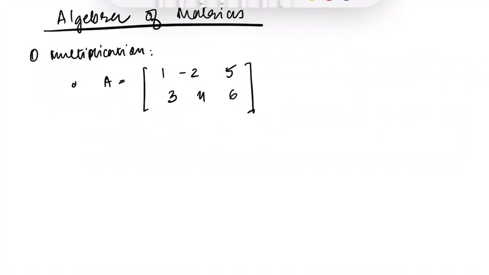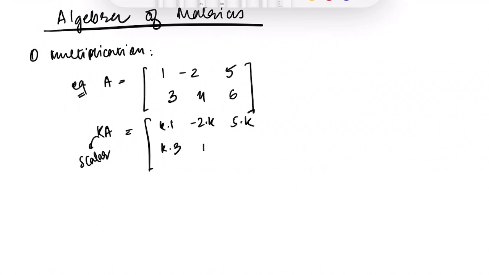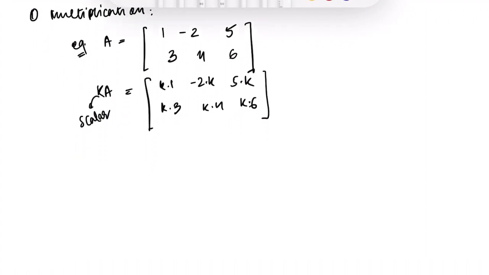So suppose we have A, with rows 1, minus 2, and 5, 3, 4, and 6. Suppose this is an example. If I multiply by k, this is a scalar. How we're going to do it is each element will be multiplied by k, right? That's how it is. Now this scalar can be real or complex, it does not matter.